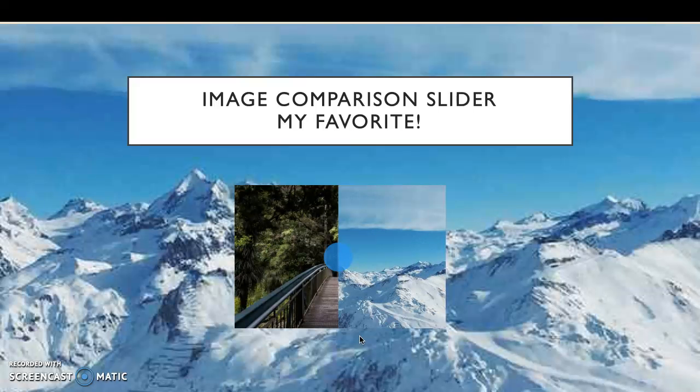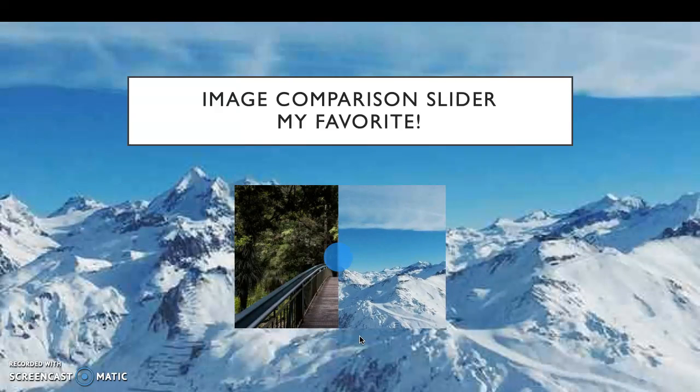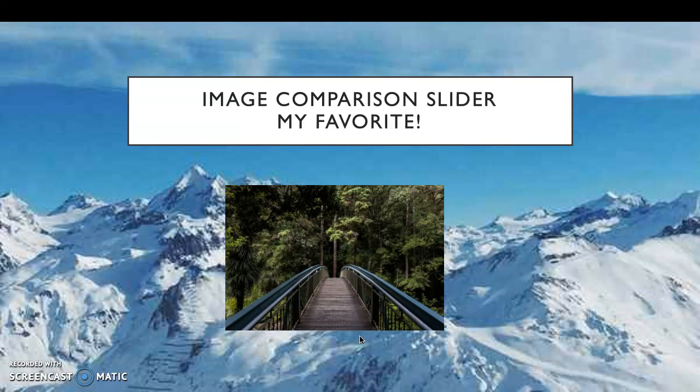One thing that I found on W3 was an image comparison slider, and I think this is my favorite one. I thought it was really nice. With that, you have two images that are overlaid, and you can see the difference between them. So you can slide to one side and see one, or slide to the other and see the full picture.